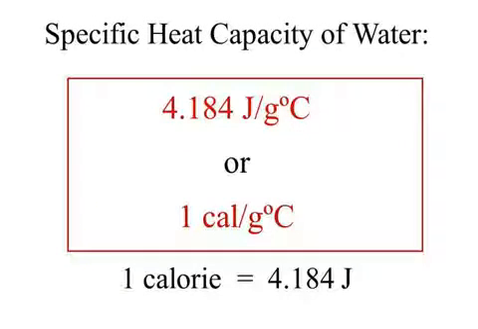You need to memorize the specific heat capacity of water. We will usually use 4.184 joules per gram degree Celsius, occasionally 1 calorie per gram degree Celsius. The conversion factor is that 1 calorie is equivalent to 4.184 joules.